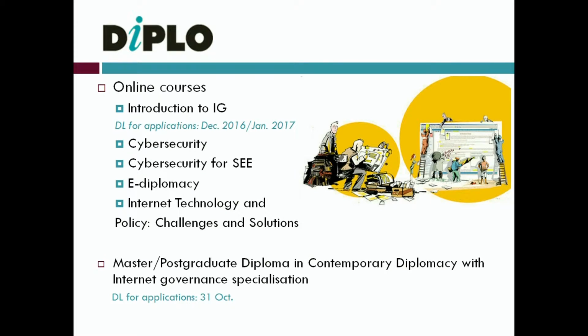I will start with Diplo Foundation, which offers a lot of online courses on capacity development in internet governance. Here are some of them. We have an introduction to internet governance, which again is an online course. The deadline for application is in December, so you can go on our website and apply. There are scholarships available, so you don't really have to pay for taking the course. We also have online courses on cybersecurity, also a tailored course on cybersecurity for the region, e-diplomacy, and internet technology and policy challenges. And we also have a master program in collaboration with the University of Malta. The deadline for applications is at the end of the month. You can go on our website and apply, and again, there are fellowships available, so you can benefit from these.